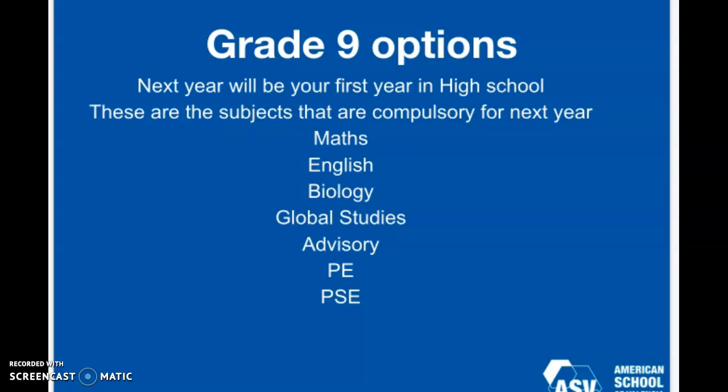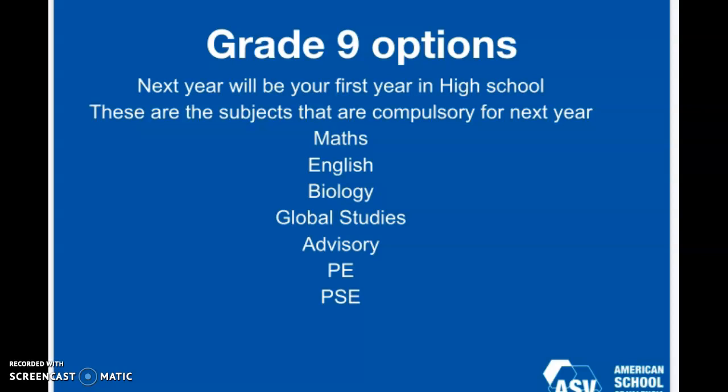I'm going to outline the curriculum for next year in grade 9, including the choices that you will have to make this week for your grade 9 option. These are the subjects that are compulsory for next year: maths, English, biology, global studies, advisory, PE, and personal social education, PSE. The only two subjects that might not seem familiar to you are biology and global studies.